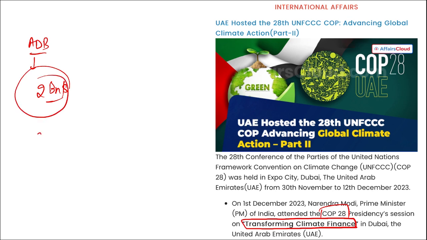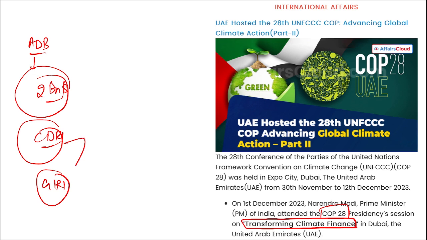Correct? Apart from this, CDRI has also launched a data platform named GRI. So what is this GRI? Global Infrastructure Risk Model and Resilience Index. I repeat, it was CDRI that launched GRI, that is Global Infrastructure Risk Model and Resilience Index.